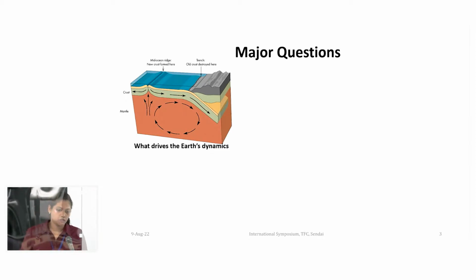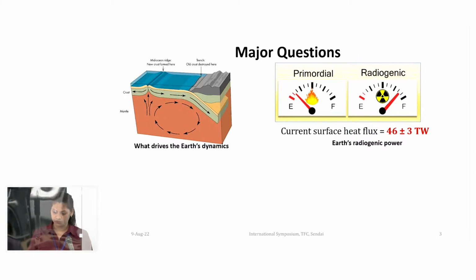So one of the major drivers of this Earth dynamics is the radiogenic source we have in the terrestrial Earth. Currently, our understanding of the surface heat flux is in pretty good shape, which is 46 plus or minus 3 terawatts. What we do not understand is the contribution of the mantle and crust to it. So that will be very interesting if we can further constrain it with a better estimate.